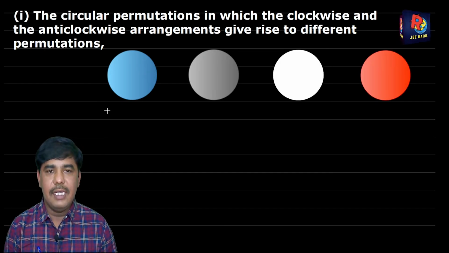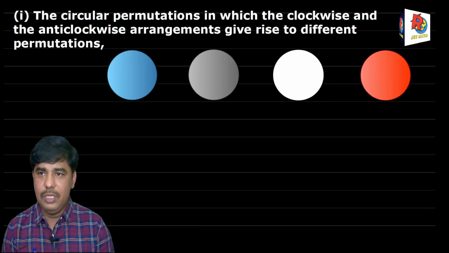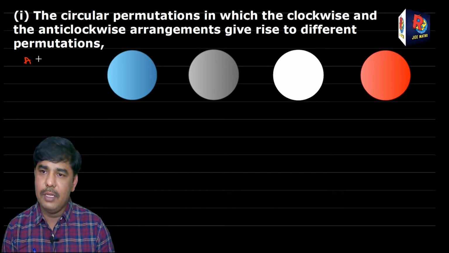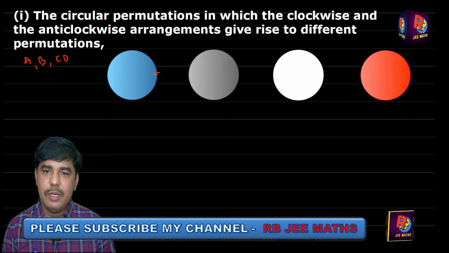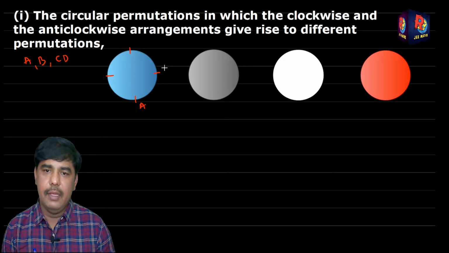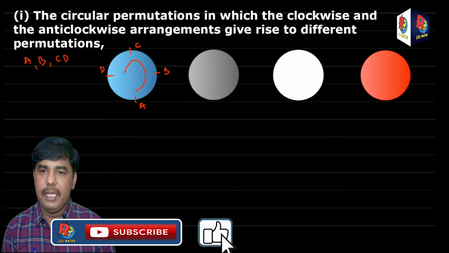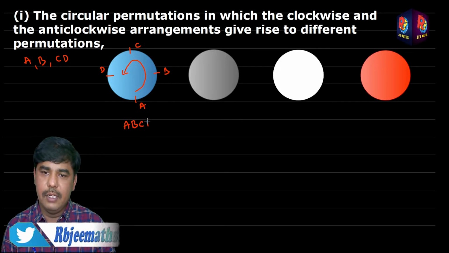If clockwise and anti-clockwise permutations are different, just observe this. If I take four members, A, B, C, D, I will place A here, B here, C here and D. Now observe, if I take the anti-clockwise direction, the arrangement will be A, B, C, D.